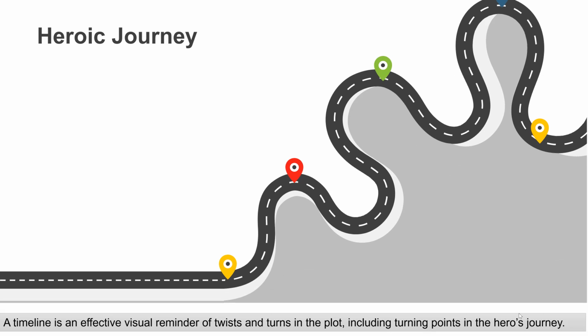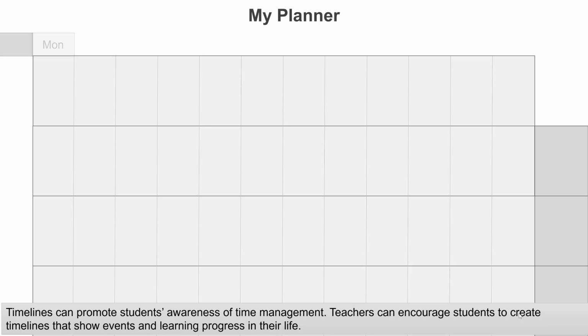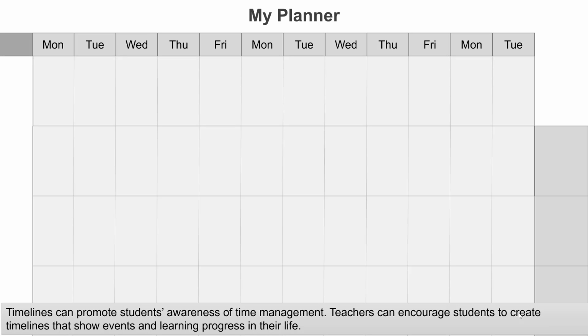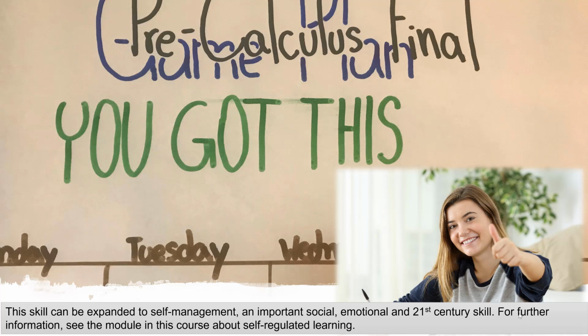A timeline is an effective visual reminder of twists and turns in the plot, including turning points in the hero's journey. Timelines can promote student awareness of time management. Teachers can encourage students to create timelines that show events and learning progress in their life. This skill can be expanded to self-management, an important social, emotional, and 21st century skill. For further information, see the module in this course about self-regulated learning.